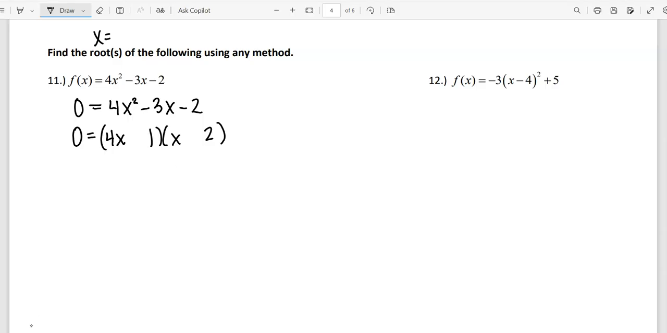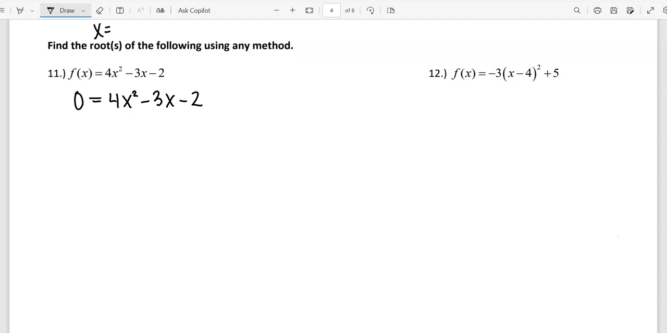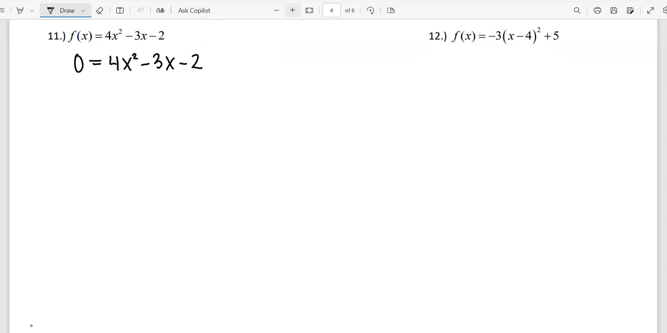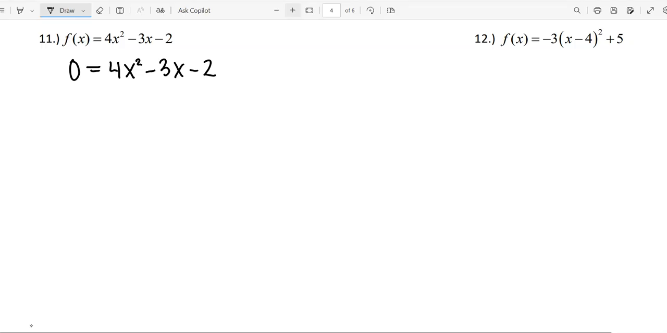What do we want to try now? Tell me why completing the square is going to be rough. You're going to have to take out that 4, then you're going to have to split whatever that is, and negative 3 is already odd, so that's going to be rough. Quadratic formula? What's A? 4. B? Negative 3. C? Negative 2.